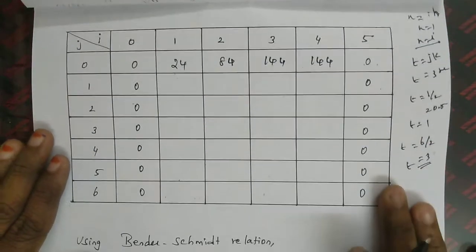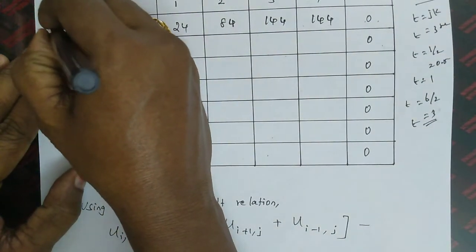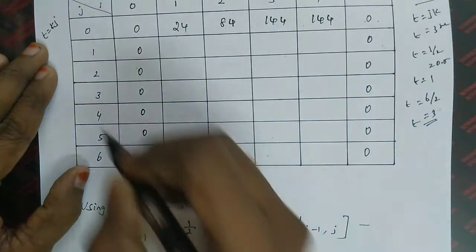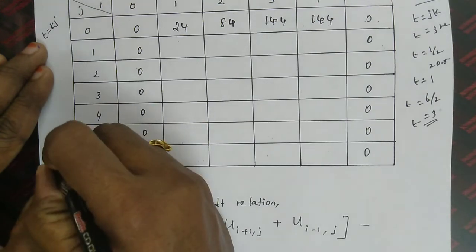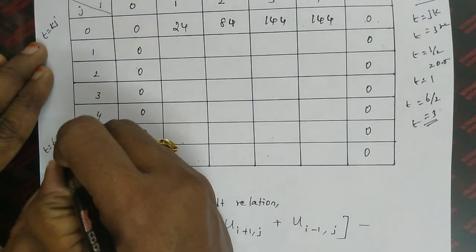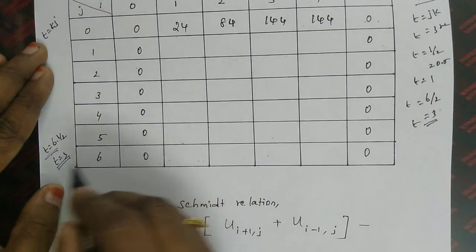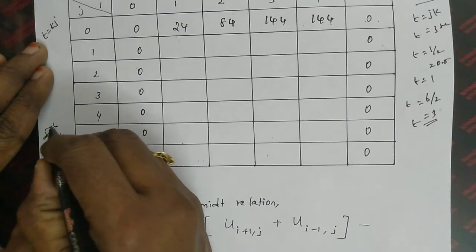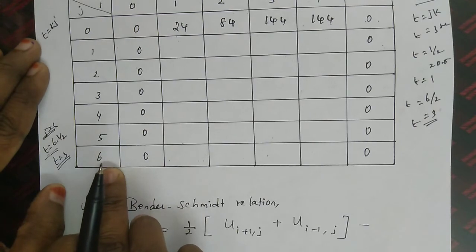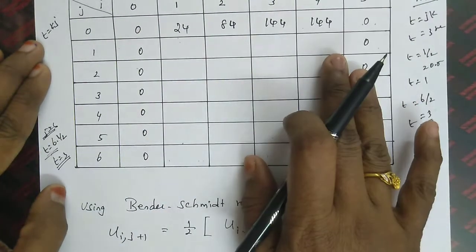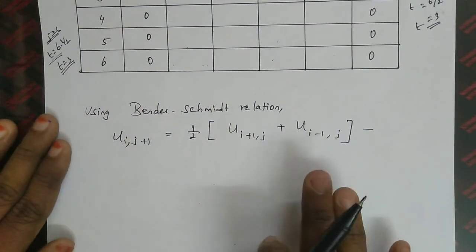Now we are going to use the result of the Schmidt method. Here t equal to kj. That is what I have told you already, that here we are doing up to t equal to 3. That means j is 6 and k is 1 by 2. That is the reason why here we are getting 3. So when j equal to 6, we are getting t equal to 3. That is the reason why we stop at j equal to 6. Now we are going to fill all the remaining values by using the Bender-Schmidt result. In this relation only we are going to do the problem.